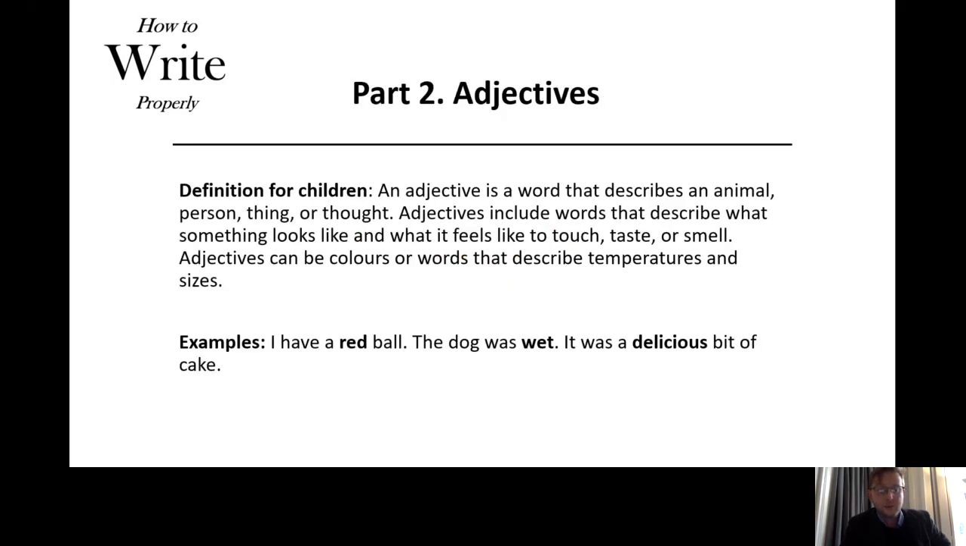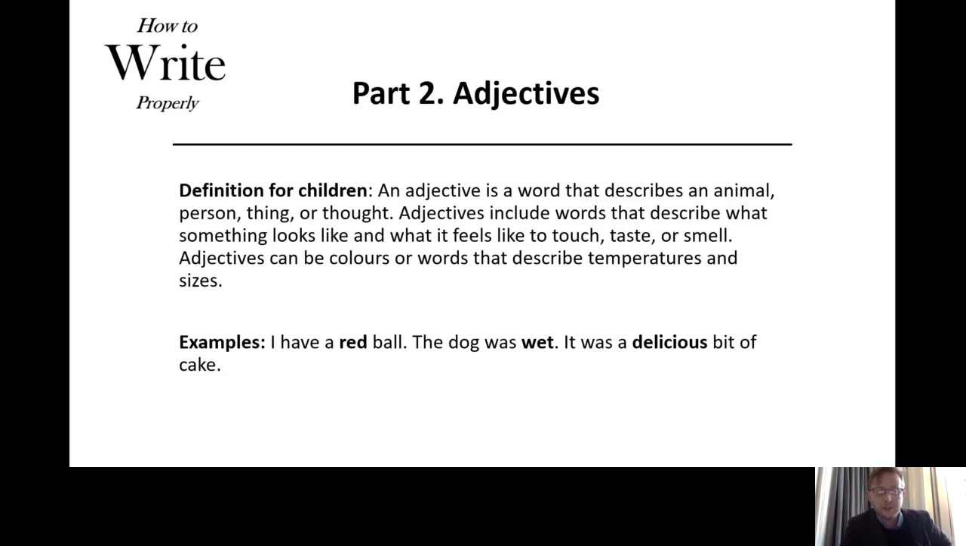Yesterday when we were doing verbs, I said it might take your mind back to primary school. You might remember verbs were described in Key Stage 2 and 3 as doing words. Well, you might remember adjectives being described when you're in primary school as describing words. So I thought we'd start today with the definition for children.